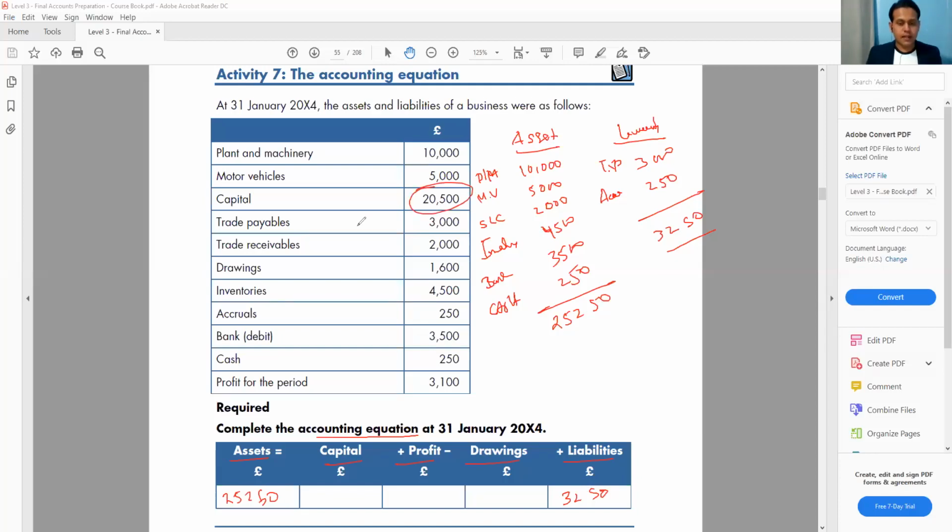So we can easily write that. There is no problem for that. 20,500. Then we have a little bit of profit. The profit we have is 3,100. And the drawings we have are 1,600.